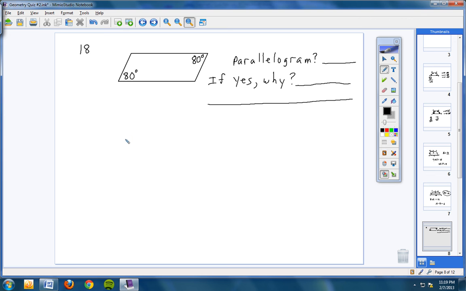In any order: number 1, both sets of opposite angles have to be congruent. Number 2, both sets of opposite sides have to be congruent. Number 3, both sets of opposite sides have to be parallel. Number 4, the diagonals must bisect each other. And lastly, an angle must be supplementary, keyword right here, to both of its consecutive angles. Those are the five ways.